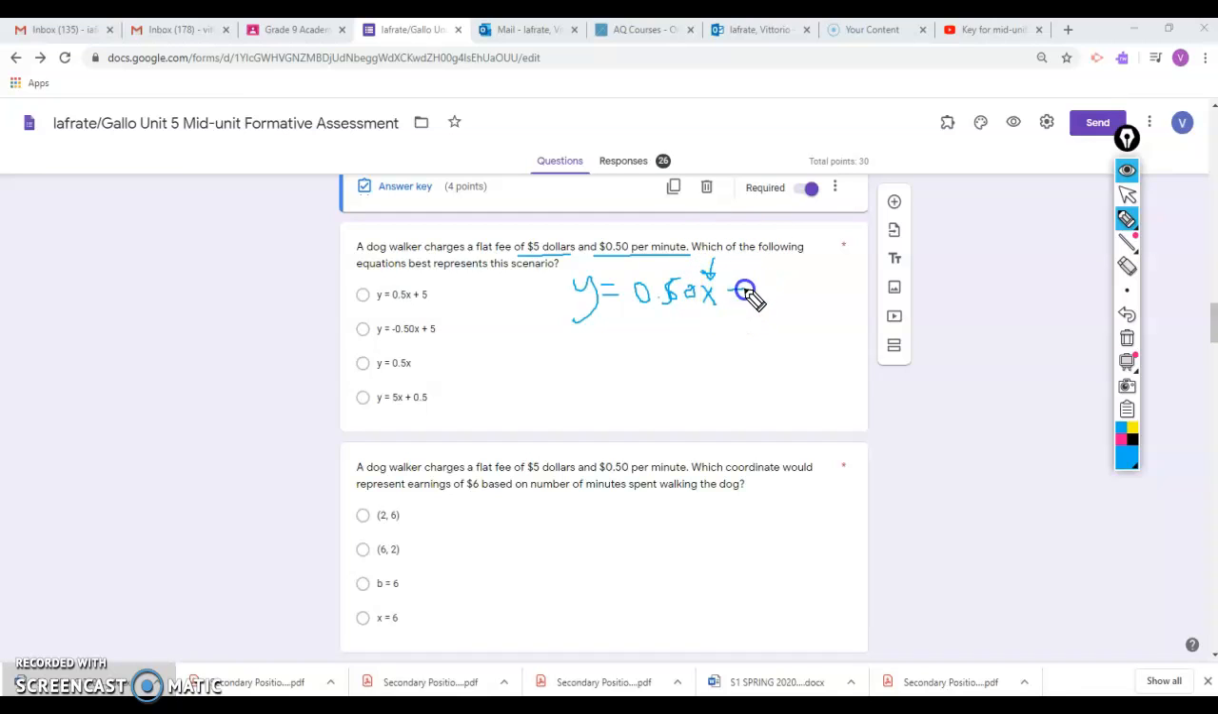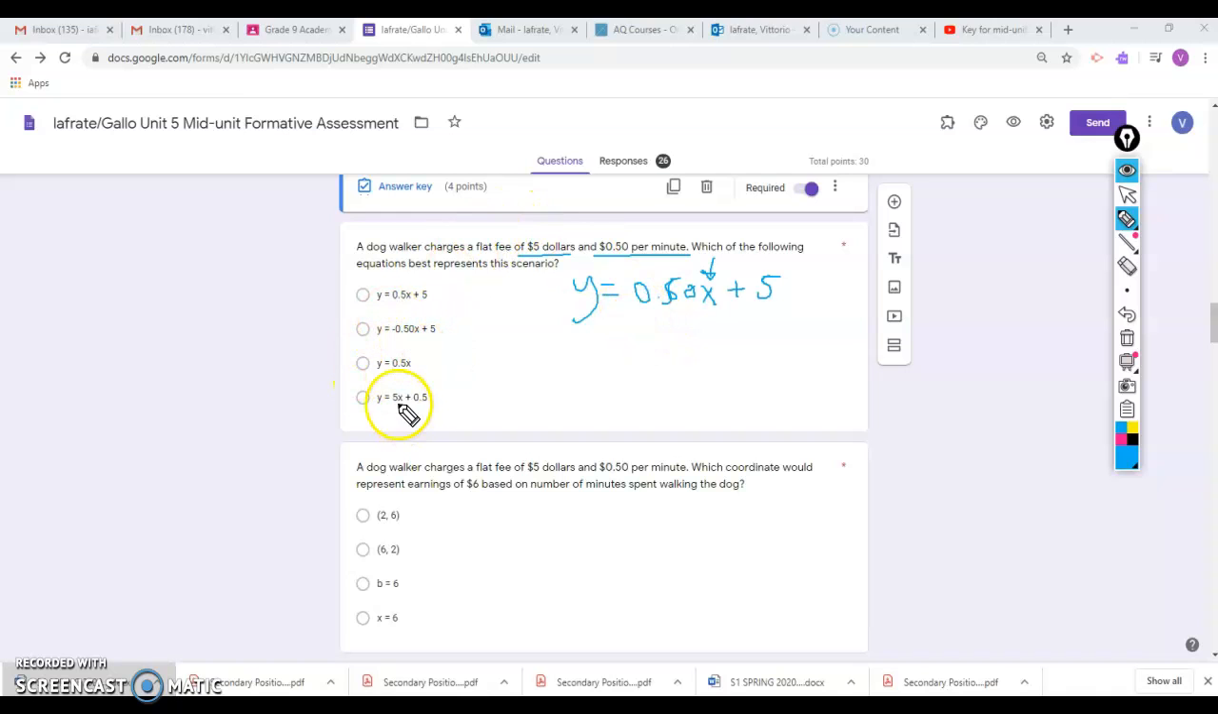And then there's a flat fee of $5. So you pay $5, and then if the dog walker walks the dog for 1 minute, it's $5.50. If it's 2 minutes, then it's $6. So I think this would be the equation here. Let's see if there's anything that matches that.